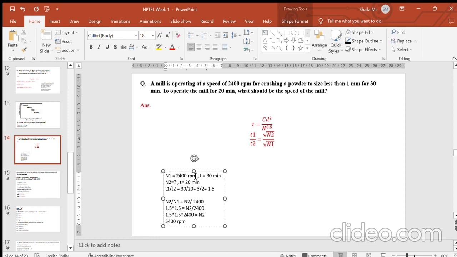So what do you understand? If you are decreasing the time for operation of the mill from 30 minutes to 20 minutes, you have to increase the speed of the mill to achieve the crushing of the same size. The time of milling and the speed of the mill are related. They are inversely related by the square root of the speed. If you try to decrease the time of milling, you have to increase the speed, or if you increase the speed, then you can decrease the milling time. So the milling time and the speed of the mill are also related, right? Any question, any doubt?